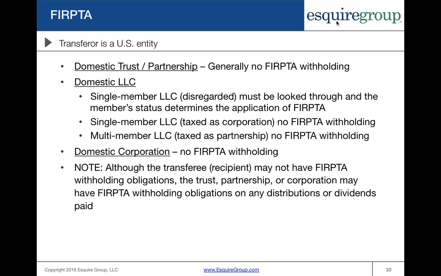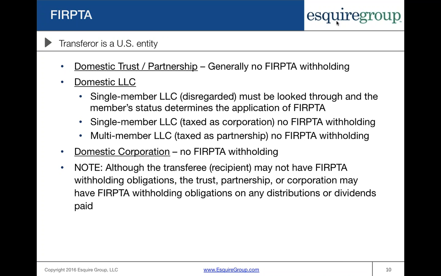Generally speaking, for a U.S. trust or partnership, there's generally no FIRPTA withholding requirement by the transferee. So in the examples we've been using, by the buyer, the withholding would be required by the partnership itself. So if we go back to the example that I was giving earlier, you have a foreign person that sells to a U.S. person for $500,000.